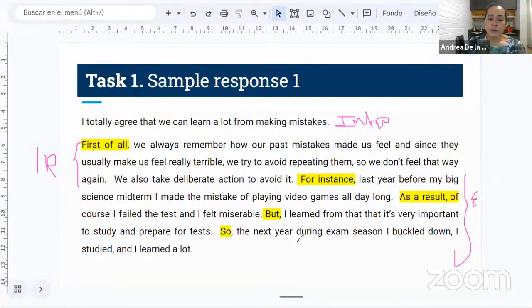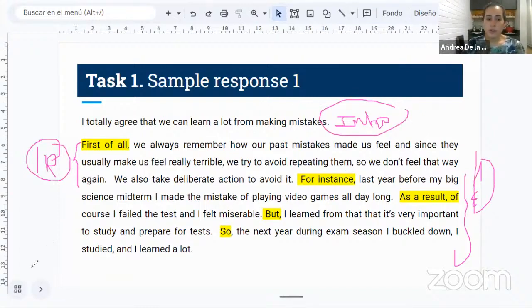Do you guys feel that this was a complete response? Yes, it was, okay? It was a complete response. It was a top score response. And he didn't need more than one reason and one example. That's where I wanted to get. You really don't need more than one reason, one example, and of course your introduction to have a top score.